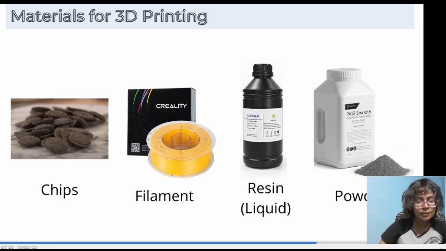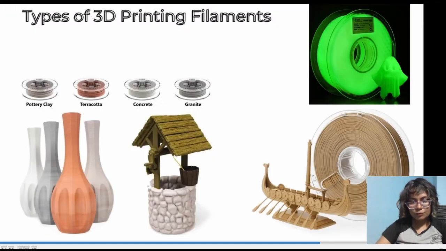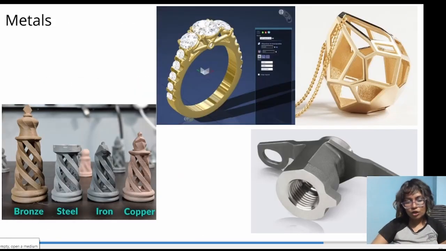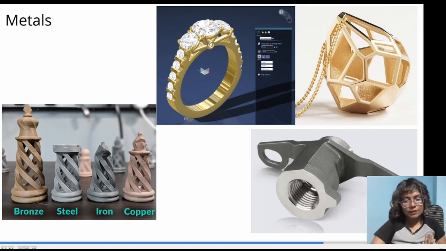You can even 3D print using chocolate chips. The best part about FDM 3D printing is that there are numerous types of filaments: granite, concrete, terracotta, pottery clay, even wood. All this can be used for 3D printing. Bronze, steel, iron, copper are some of the metals that can also be used for 3D printing.